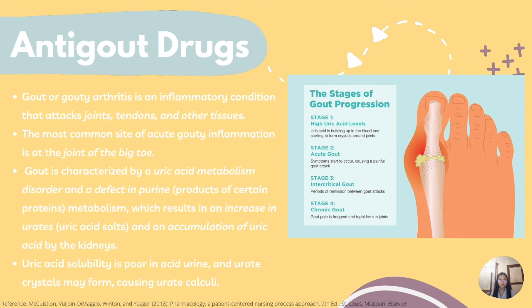Gout is characterized by a uric acid metabolism disorder and a defect in purine metabolism, which results in an increase in urates or uric acid salts and an accumulation of uric acid by the kidneys. Uric acid solubility is poor in acid urine, and urate crystals may form, causing urate calculi.